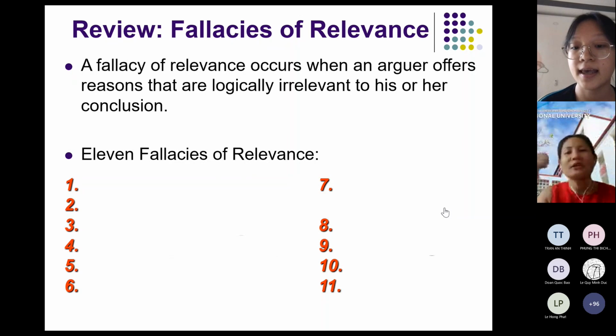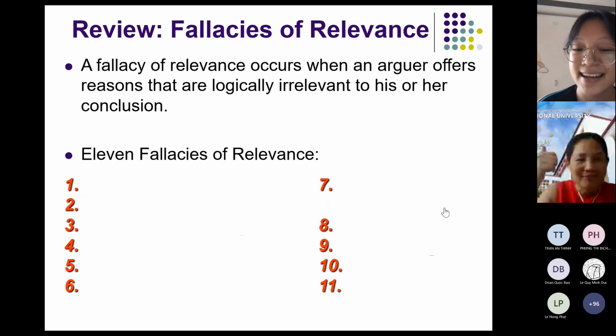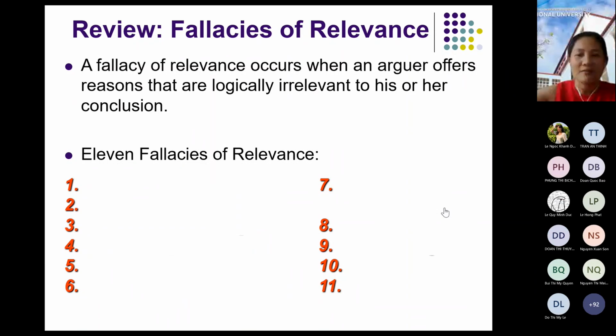Equivocation. Very good. Last, number 11, is beginning the question. Very good, Khánh Đoan. Thank you very much. You can turn off the camera now. Right.